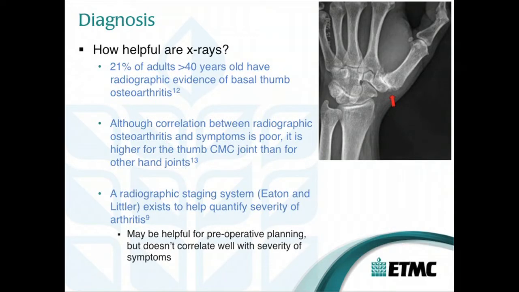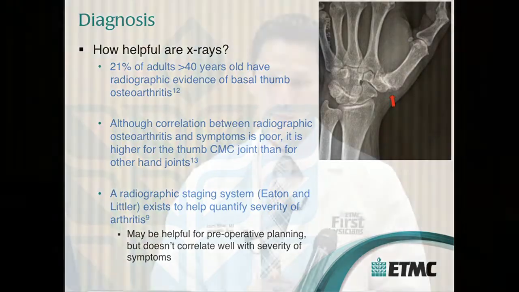So how helpful are the X-rays? One of the studies showed that about 21% of adults greater than 40 years old have radiographic evidence of arthritis in that region. This was done in a study where patients come to the hand clinic, they get hand X-rays for a problem not related to pain at the base of the thumb, and then incidentally it was found that about 20% of them have some evidence of arthritis in that region. So it's a pretty common condition.